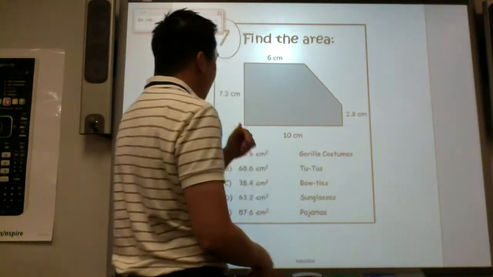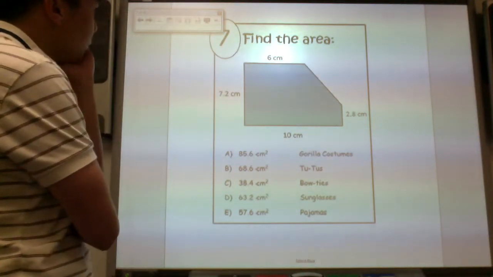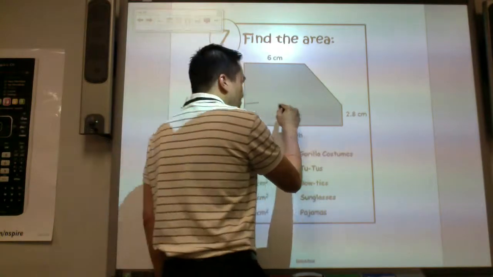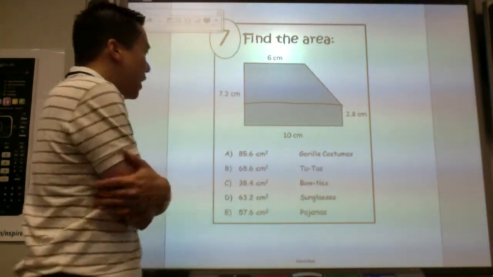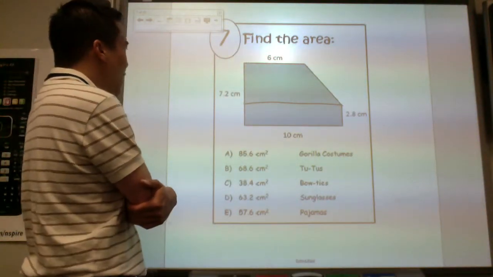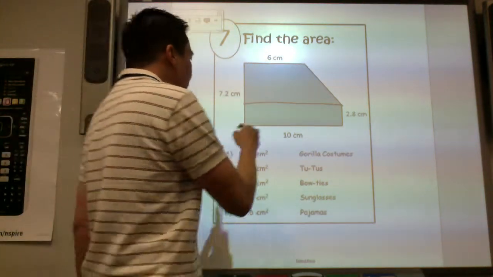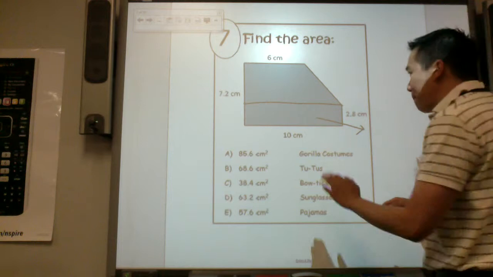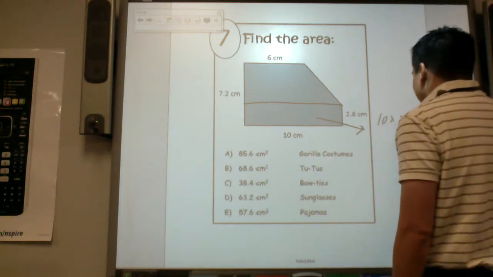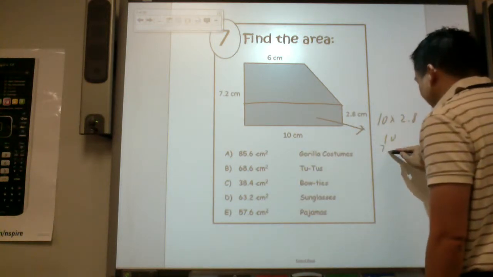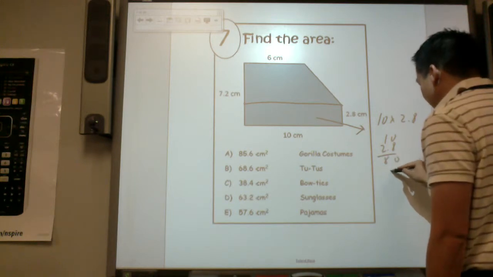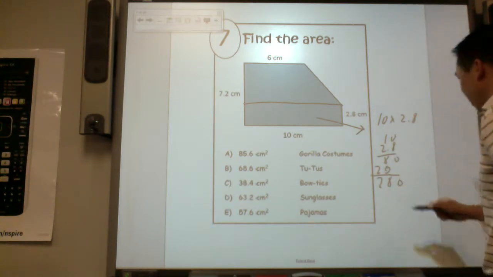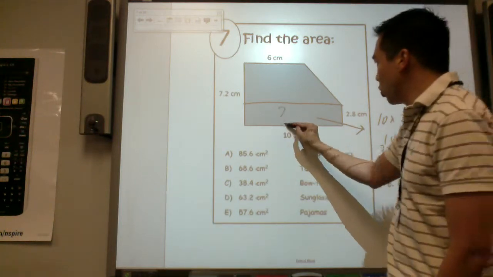All right, what do you see here? I see a rectangle right here, and I can decompose it into a rectangle and a trapezoid. Okay, I can do that. So here is the area of a rectangle. To do the area of a rectangle, you multiply the base and the height. 10 times 2.8. I could just move the place value. The area is 28 here.